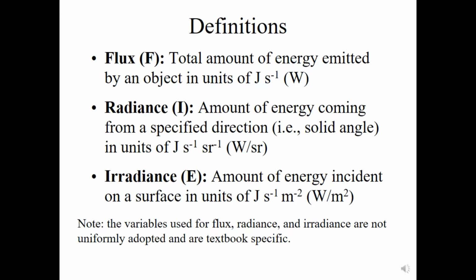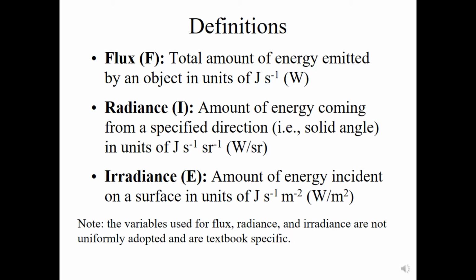The radiance, which we'll be using I for in this class, is the amount of energy coming from a specified direction, and we identify that direction as a solid angle, and therefore the units of radiance are going to be joules per second per steradian. Steradian is the unit of solid angle, and the units on irradiance are watts per steradian.